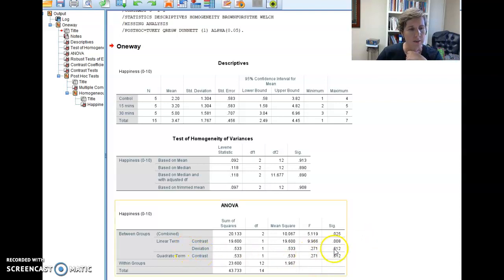If you look at the linear, it is also significant, which means, because it's linear, right? So you had control where you had no dog therapy, and then you had 15 minutes, and then you had 30 minutes, and so there is a significant linear trend in happiness between the conditions. And we can look at the means and say that, right? Because we had 2, we had 3, and then we had 5, so there's a significant increase in happiness the longer time you spent with the dog. So that's the first 3 tables of your ANOVA.